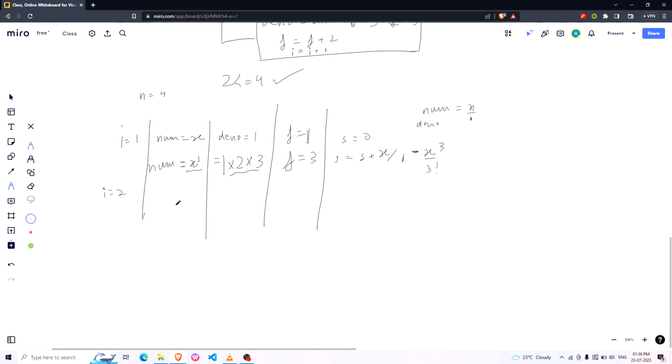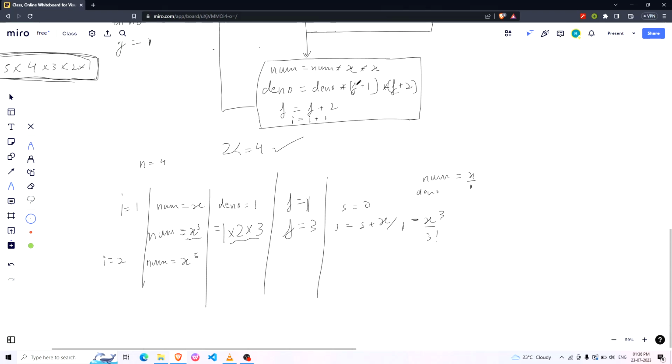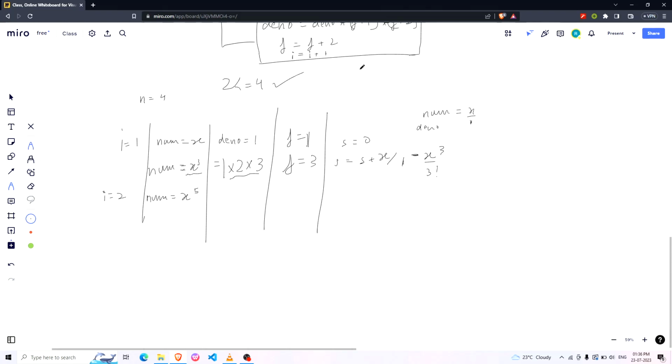Numerator is getting multiplied with x 2 times, so numerator will become x to the power 5, right? And denominator is getting multiplied with f plus 1 and f plus 2. So f is 3, denominator right now is 1 into 2 into 3. So this will become 1 into 2 into 3 into f plus 1, which is 4, and f plus 2, which is 5. So denominator will become this, which is basically 5 factorial, and after that f will become 5 because we are incrementing it with 2, and I will become 3, right?